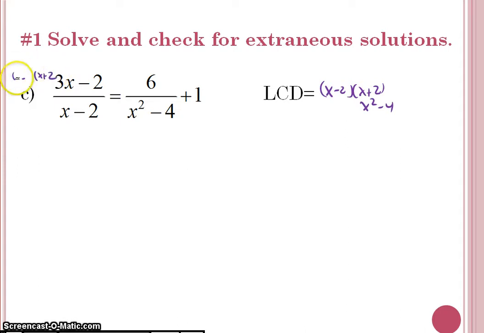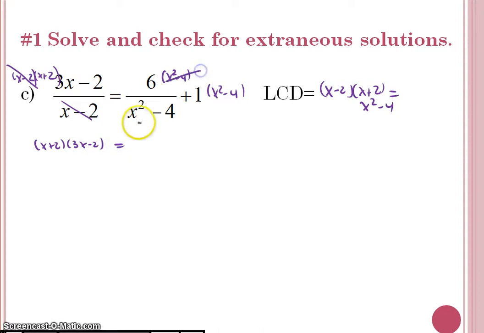Write that a little more neatly. x minus 2 times x plus 2. The second term has x squared minus 4, and x squared minus 4 is the same thing. So in this first one, the x minus 2 cancels with the x minus 2, so I'm left with x plus 2 times 3x minus 2 equals, the x squared minus 4 cancels, so I'm just left with the 6 plus 1 times x squared minus 4.